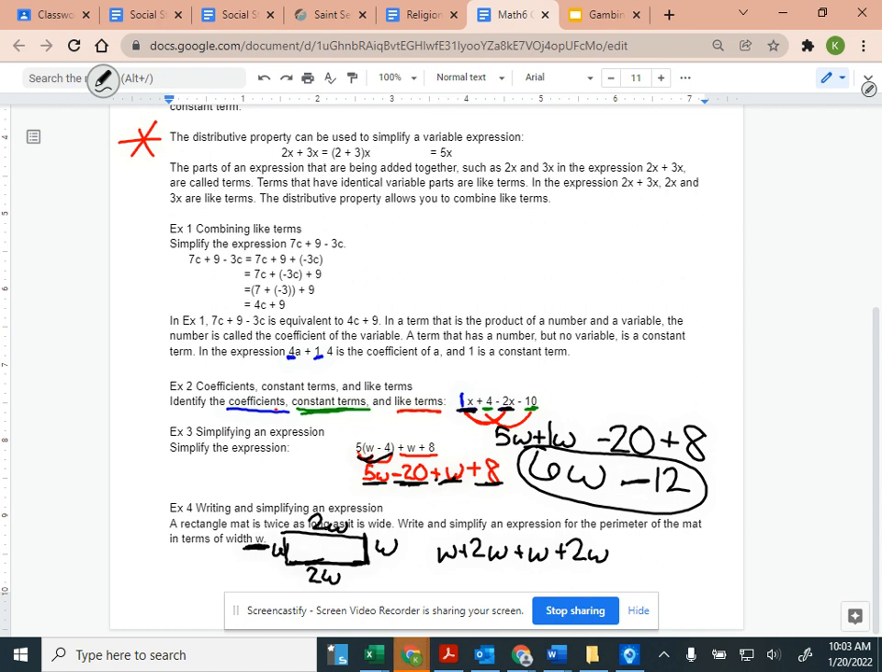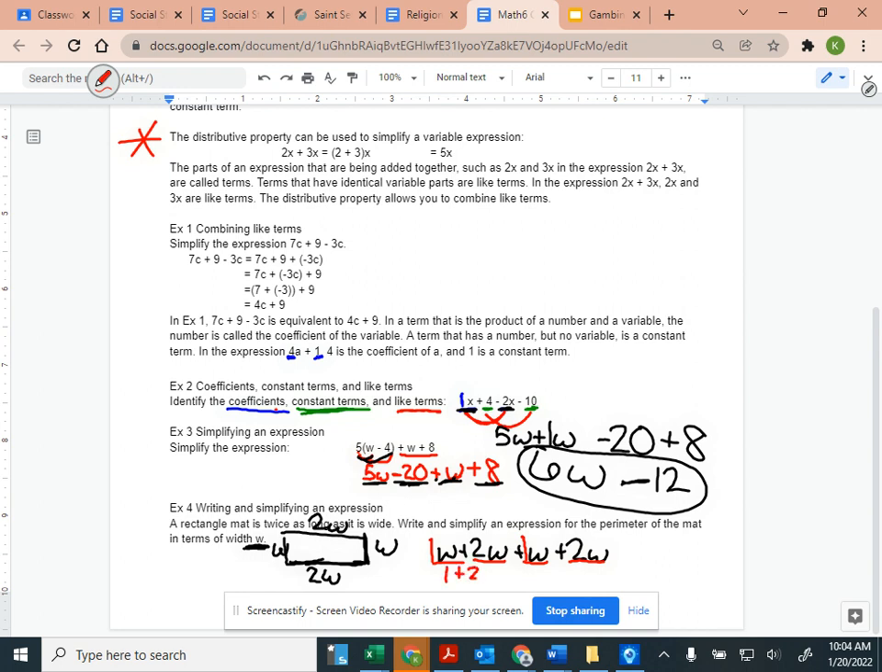How can I simplify that expression? Nolan. Like terms? Yeah, what are my like terms? 2W and 2W. What else goes with it, Landon? Yeah, what number do I put in front of my W? Remember, those are ones in front. So all of my terms are like. So I'm going to add all these numbers together.